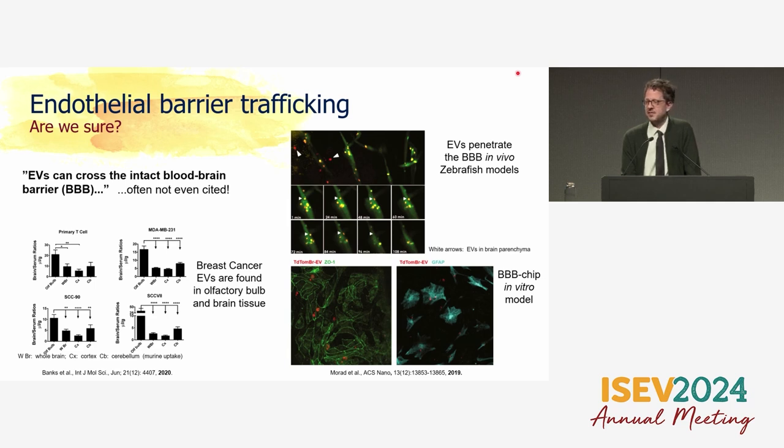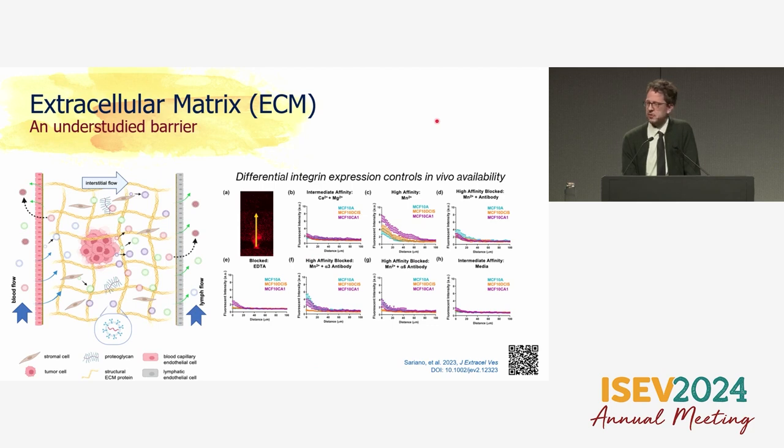It's so pervasive in the field that I found 5 reviews published in the last 6 months that claim that EVs cross the intact blood-brain barrier without citing it. So it may or may not be true. I think another complexity is the extracellular matrix. It's another sort of ignored aspect, that when EVs leave cells, they have to cross through these barriers which react dynamically and bind to EVs depending on their surface proteins, and that these might act as source and sink for EVs and completely change their biodistribution.